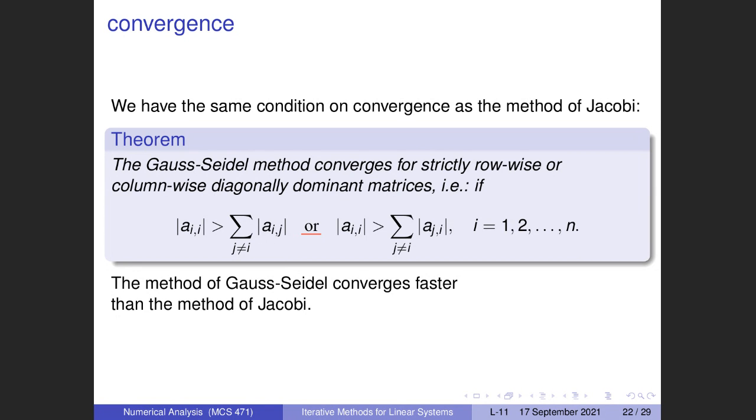What we have experienced is also true in general: if the method of Jacobi converges, then also Gauss-Seidel will converge, but Gauss-Seidel will in general converge faster. It will still converge linearly. It's not a quadratic method.